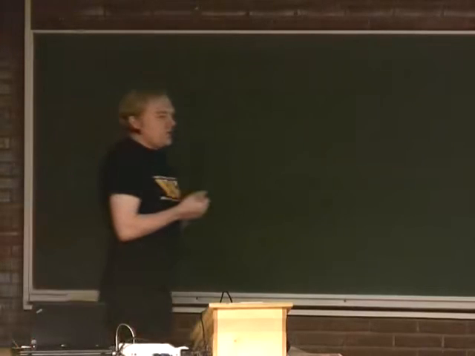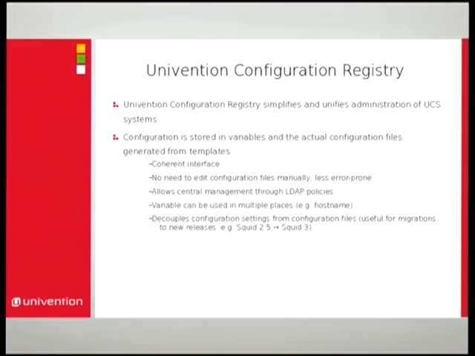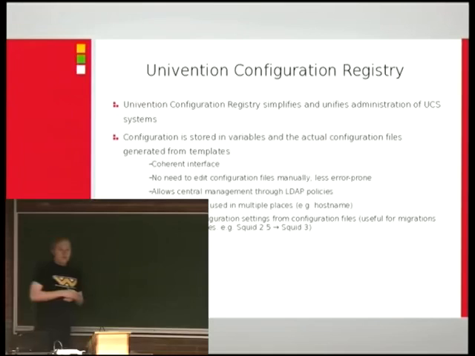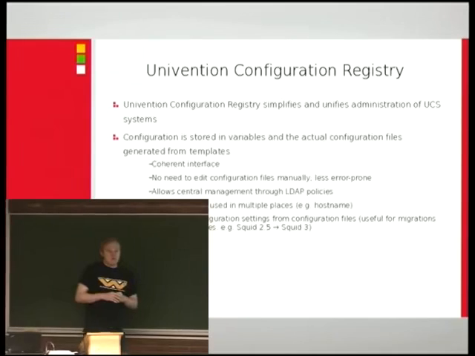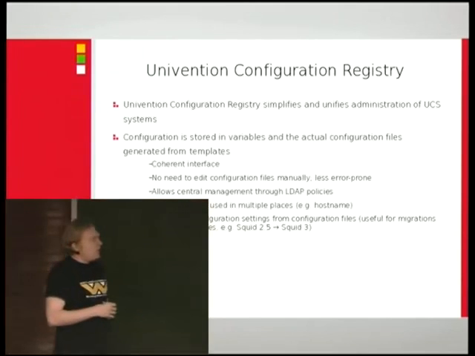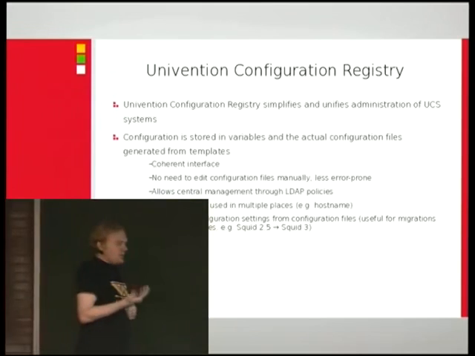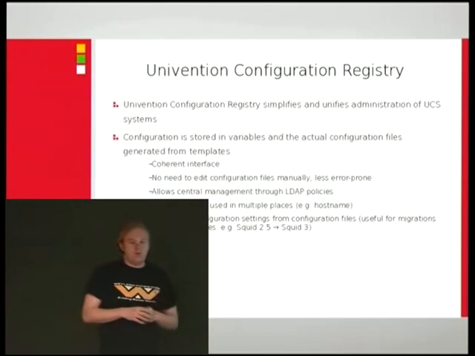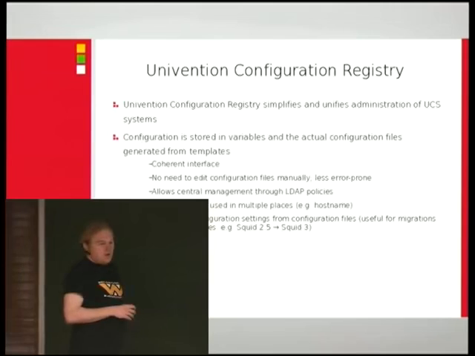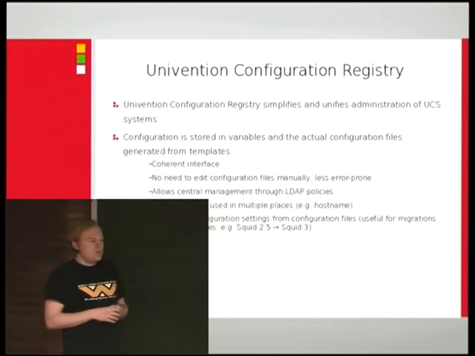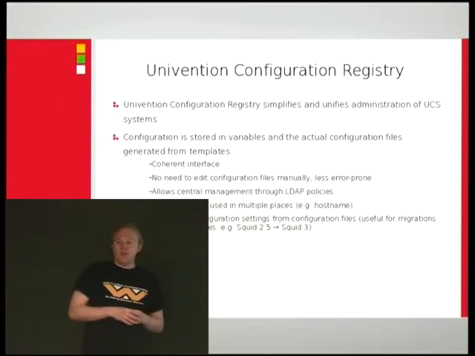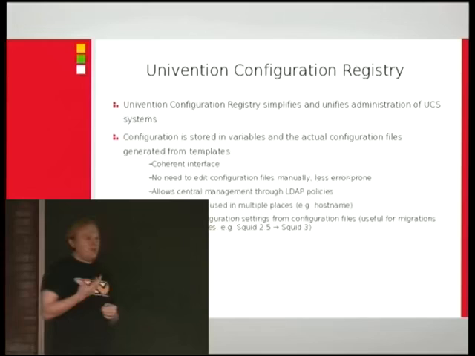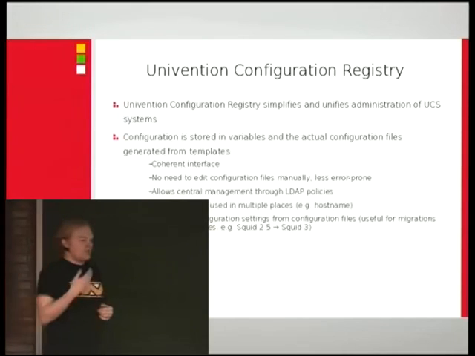Now I'll introduce a few technologies and tools we've developed as part of UCS. One tool which is quite old, which has been there since the very first releases of UCS, is Univention Configuration Registry. It's a solution which simplifies configuration management. In UCS, the typical way to configure services or local system properties is not by editing a config file, but by setting the value in a Univention Configuration Registry variable.